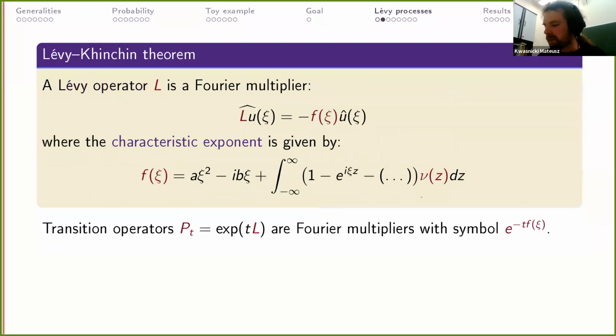Now such operators are of course translation invariant and hence Fourier multipliers, the symbol will be denoted by minus F of psi. So F from now on will stand for the symbol of L. And the symbol is given by the Lévy-Khinchine formula, roughly speaking. So you get the Fourier transform of the second order derivative, the first order derivative, and the non-local guy, which I will not really discuss much. And the transition operators, or the heat kernel, are also Fourier multipliers with the symbol exponential of minus t F of psi.